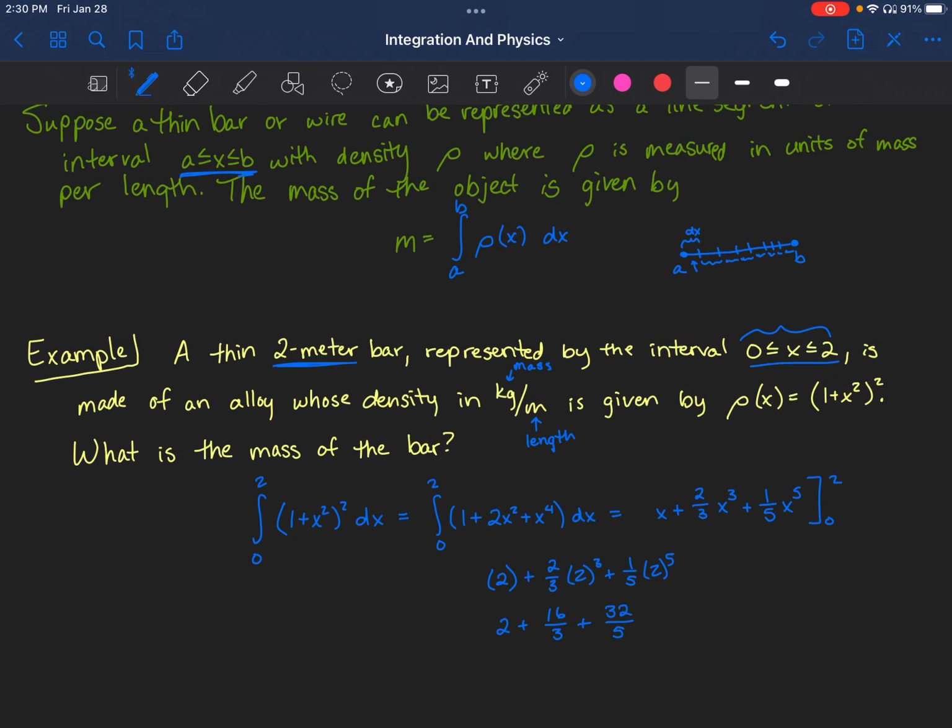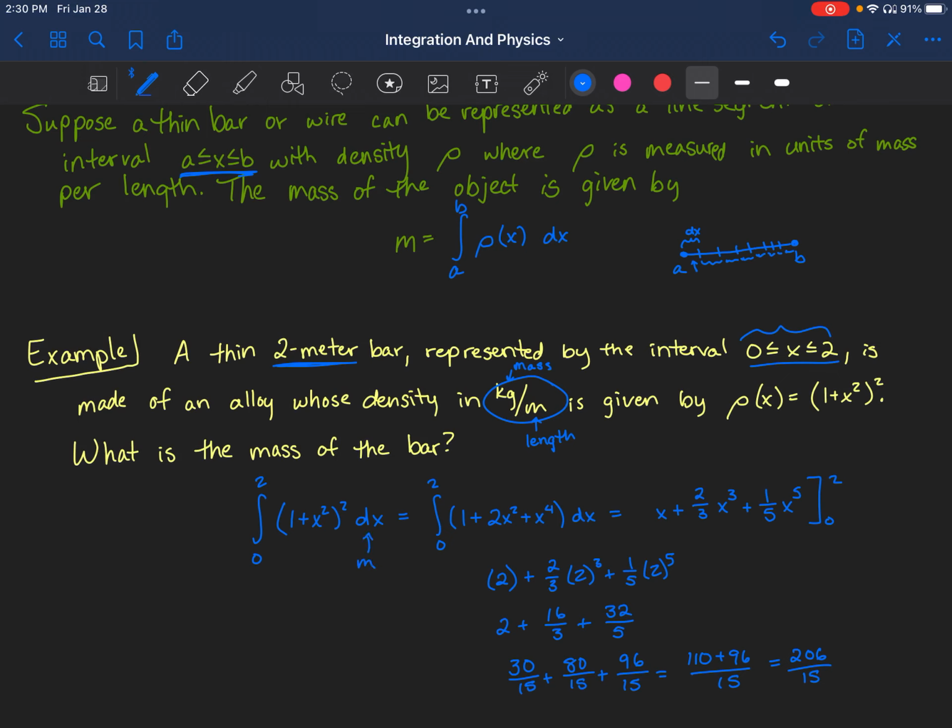I'm going to go ahead and make a common denominator real quick. I think that should be 15. So that's going to be 30 over 15 plus 80 over 15, and then 32/5 multiplied by 3 is 96 over 15. And if I add all this up, that's 110 plus 96, which should give me 206 over 15.